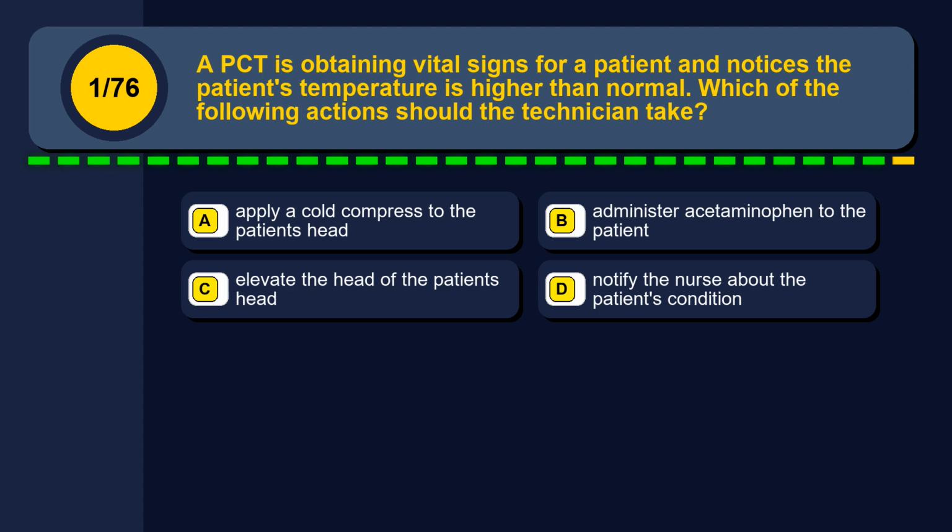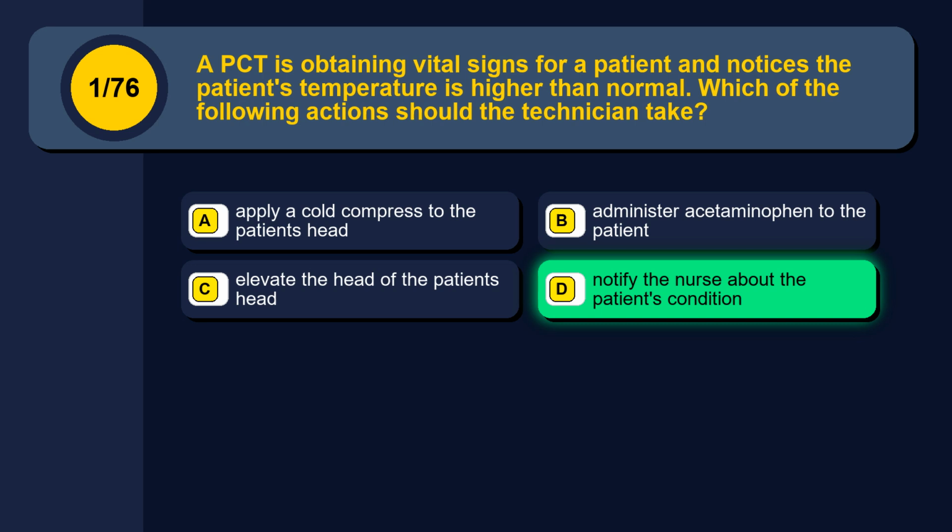Question 1. A PCT is obtaining vital signs for a patient and notices the patient's temperature is higher than normal. Which of the following actions should the technician take? Option A. Apply a cold compress to the patient's head. Option B. Administer acetaminophen to the patient. Option C. Elevate the head of the patient's head. Option D. Notify the nurse about the patient's condition.